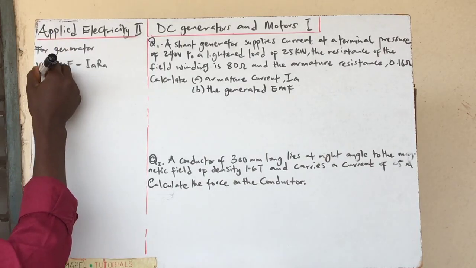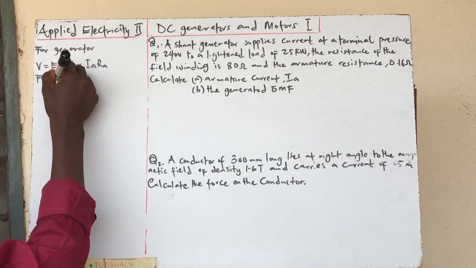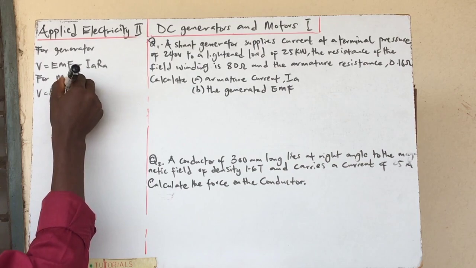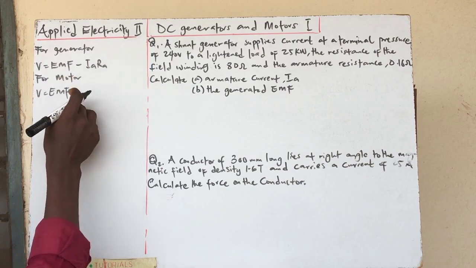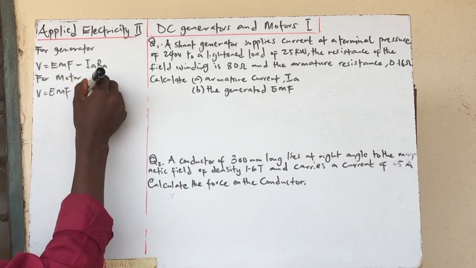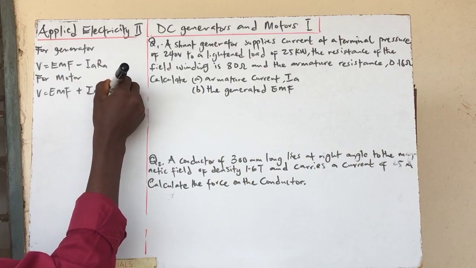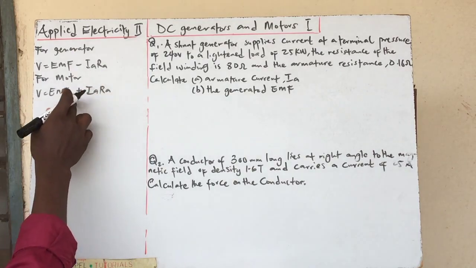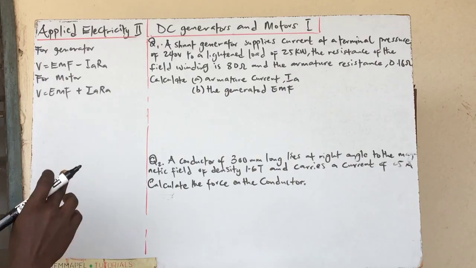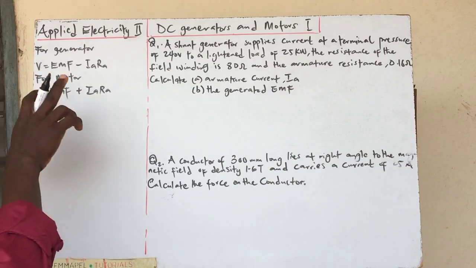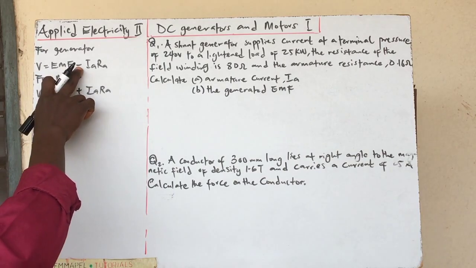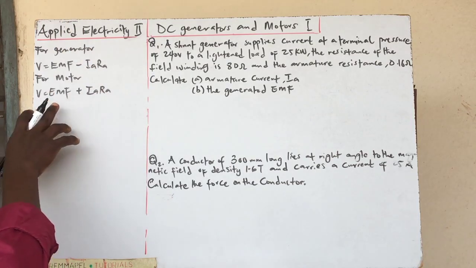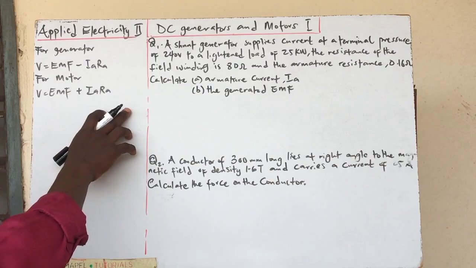For the DC motor, we have V equals the EMF, that's the electromotive force, which is also in volts, plus IA RA. Now, you can see the difference between them is the plus and the minus, but you have to take note that if you are using V as your subject of the formula, it means that your EMF will be subtracted from the IA RA. That's for the generator. Then for the motor, it will be the EMF plus the IA RA.